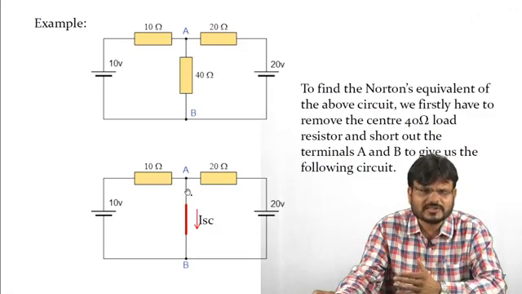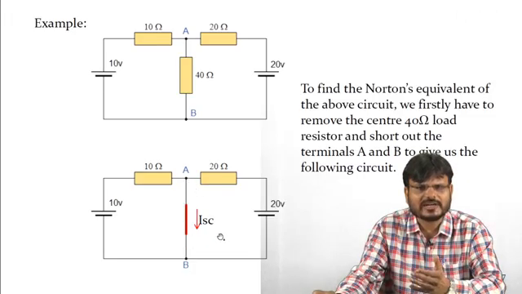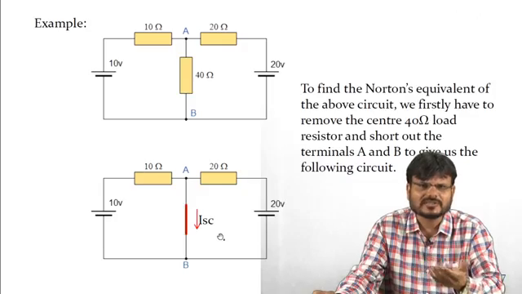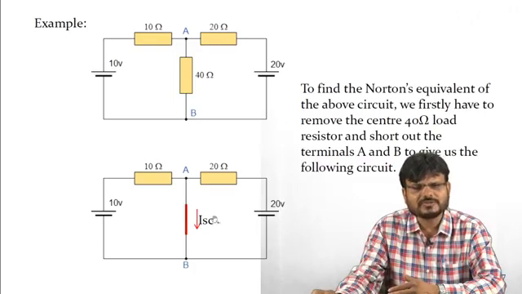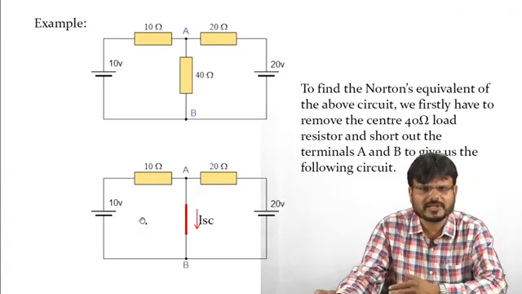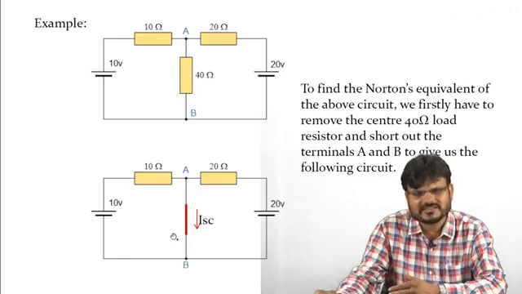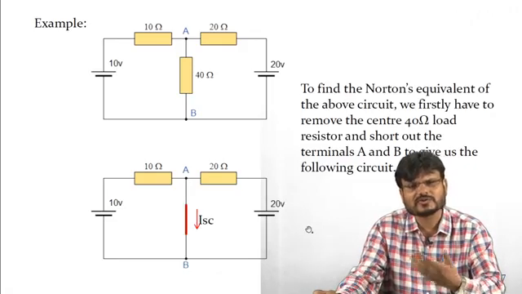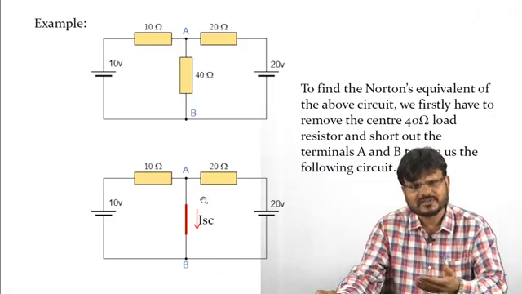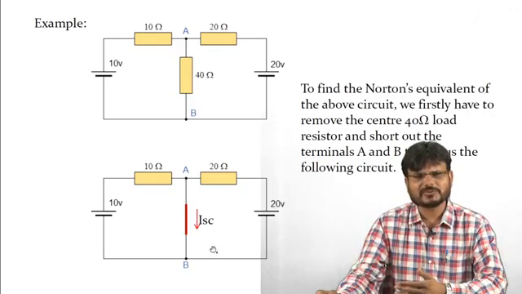Now whatever current flows through this wire AB will be called the short circuit current, or you can say the Norton current. Now how can you calculate this Norton current in this situation? Here you can see there are two voltage sources. So this can be calculated either by applying mesh analysis, or nodal analysis, or with the help of the superposition theorem.